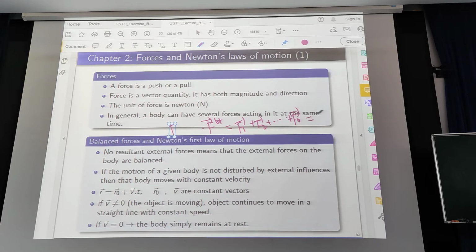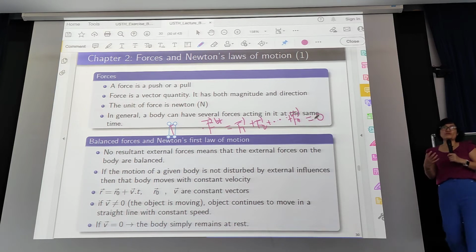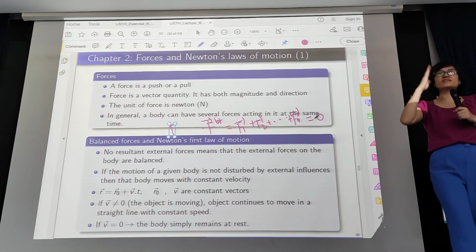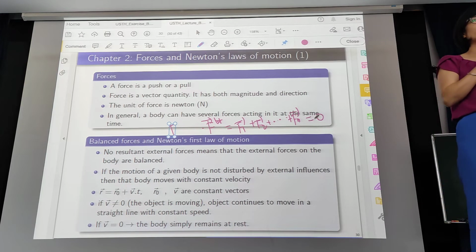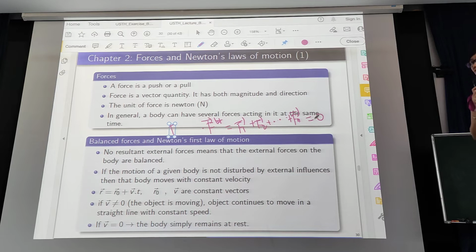If it's balanced, you get 0. If all the forces, the vector sum, remember, vector sum is 0, it means the total force or resultant force acting on the body is 0. Then you say that F1, F2, F3 are balanced. In this case, no external force is acting on the body.